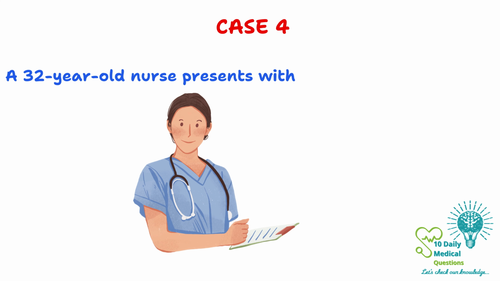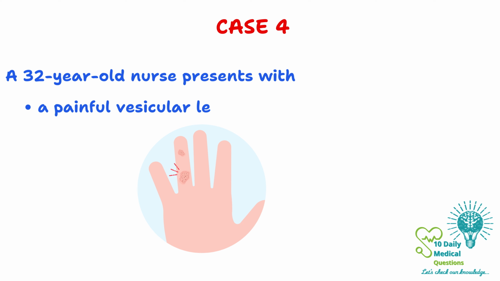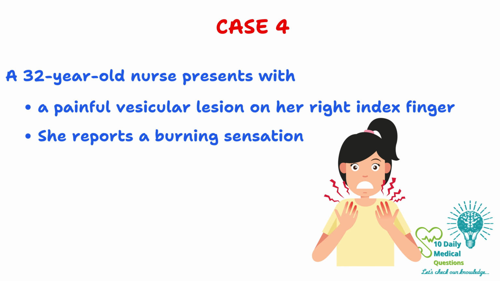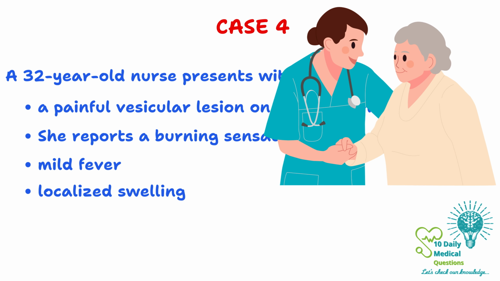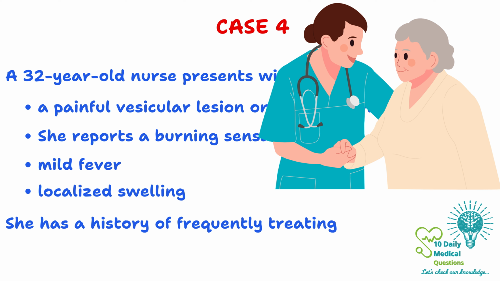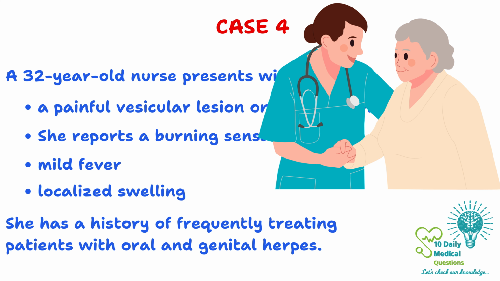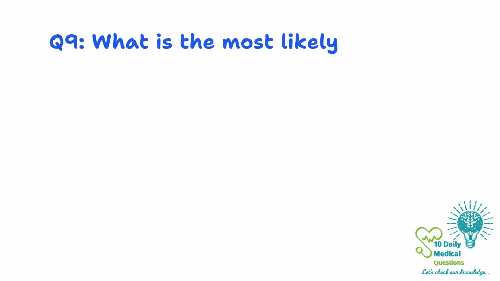Case 4. A 32-year-old nurse presents with a painful vesicular lesion on her right index finger. She reports a burning sensation, mild fever and localized swelling. She has a history of frequently treating patients with oral and genital herpes. Question 9. What is the most likely diagnosis?